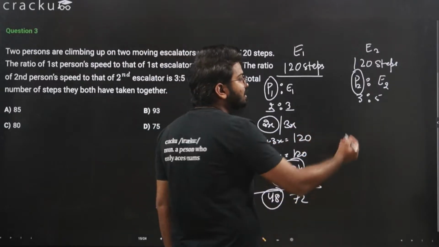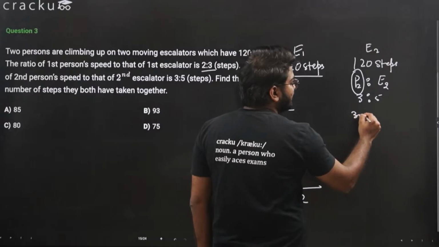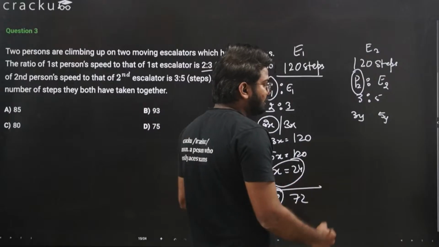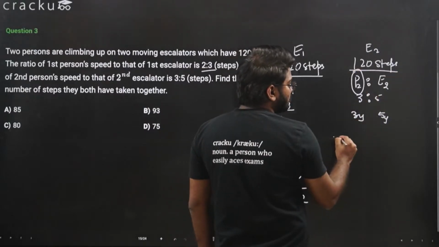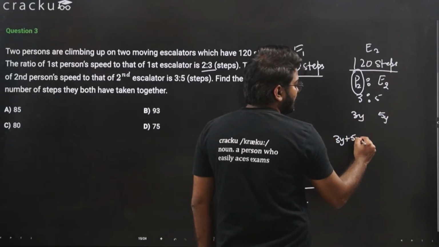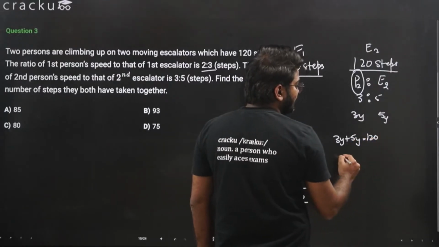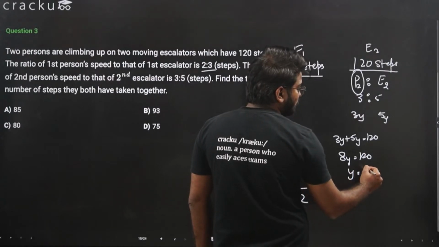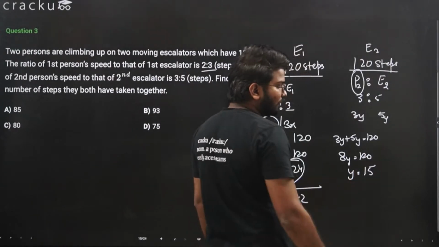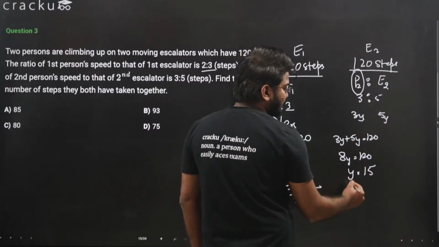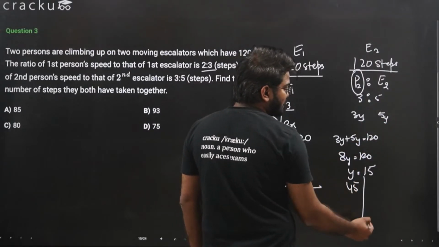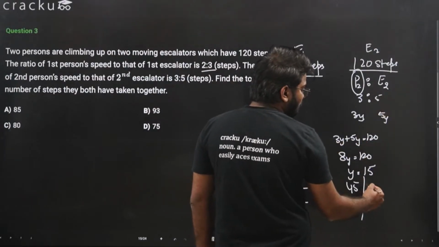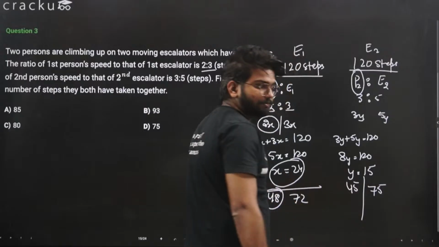Similarly, for the second case, let's say the speed is 3y and 5y. So they have to cover in total 120 steps. So 3y plus 5y is equal to 120, or 8y is equal to 120, or we can say y is equal to 15. Putting y here and here, P2 is covering 45 steps and escalator 2 is covering 75 steps.